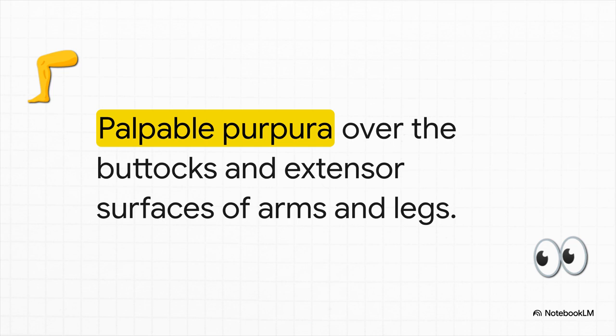It's raised. And that's because of the underlying inflammation and the red cells leaking out from that vasculitis. The distribution is also a dead giveaway. It's typically symmetrical over the buttocks and the extensor surfaces of the limbs.